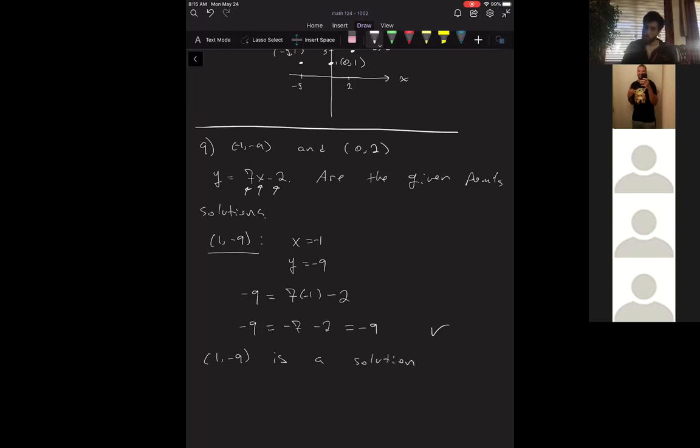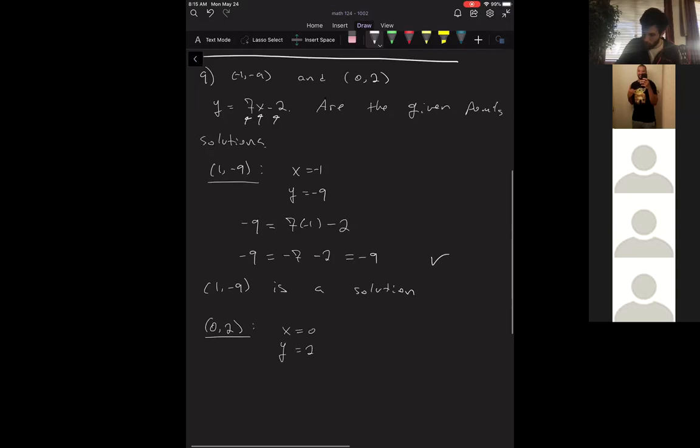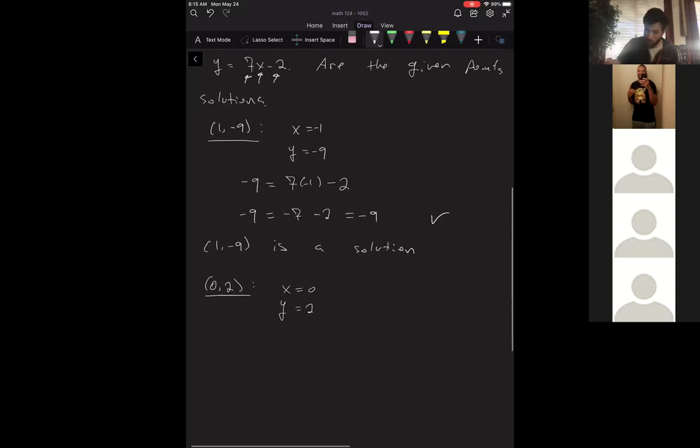All right. So now let's test the next point, 0, 2. So here we have an X value of 0. And we have a Y value of 2. So let's see what happens when we plug those points in. So remember, the equation was Y equals 7X minus 2. So our Y is 2. So we're going to have 2 is equal to 7, X is 0, and now minus 2.